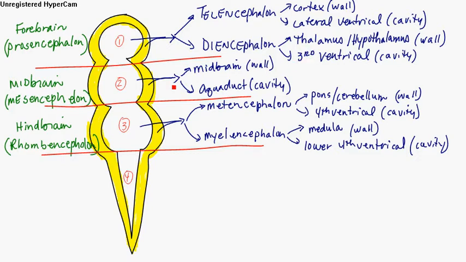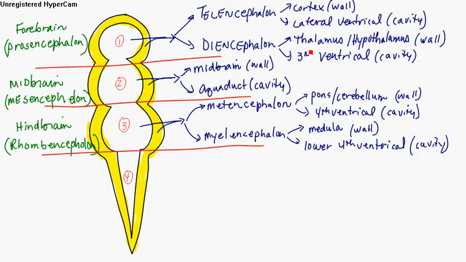The midbrain, or the mesencephalon, is the midbrain and the aqueduct. And then you've got the metencephalon. You've got the pons and cerebellum and the fourth ventricle. Then you've got the myelencephalon, and you get the medulla and the lower fourth ventricle. So if you look at development, you've got the cortex, then the thalamus, hypothalamus, midbrain, pons, medulla, and you get the cerebellum that's behind the pons. So all those structures are together.